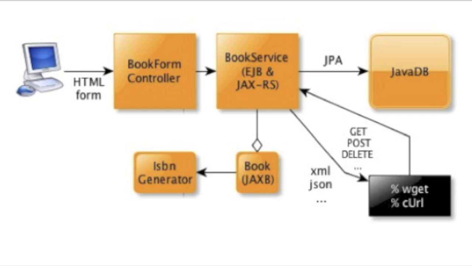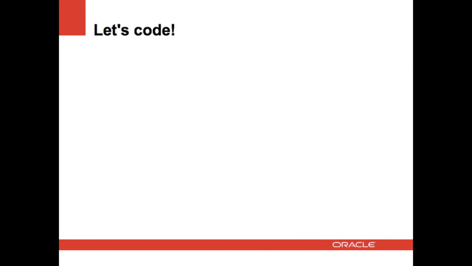The book service itself, because it's transactional, has very easy access to the database through JPA, and we'll be using JavaDB as the database in this case. And obviously the JPA entity we'll use is something we call Book here, which will be populated with an ISBN generator. So, enough introduction. Let's now move on to the actual code and see how we can make this all work.